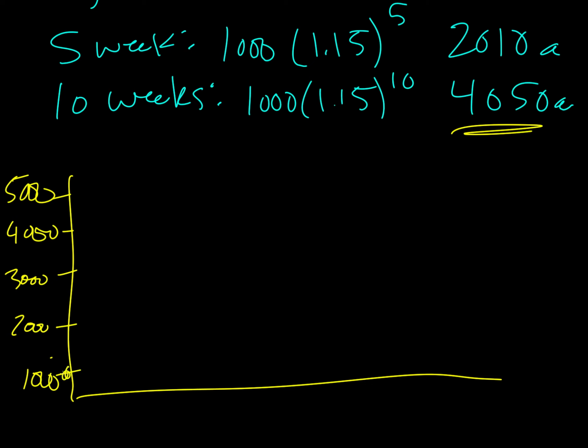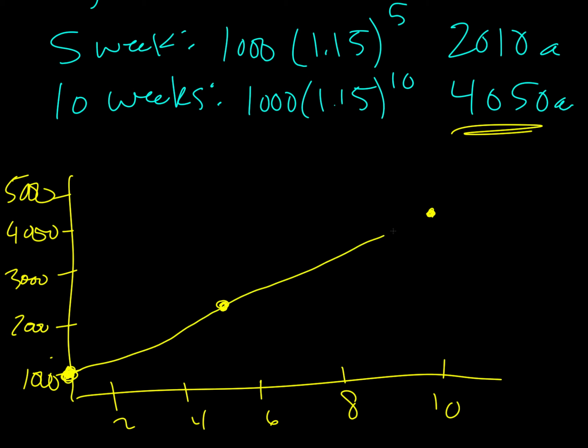Okay, so at 0, we have 1,000. And then if we go 2, 4, 6, 8, 10, that's all the data that we have right now. 5 is about 2,000, and then 10 is about a little over 4,000. Alright, that doesn't look perfect, but it should look exponential. If my scale was drawn perfectly, then that would look a little bit better.